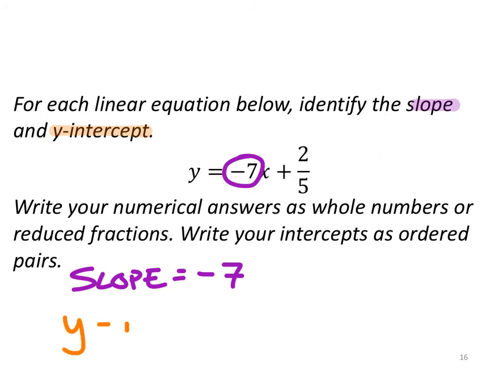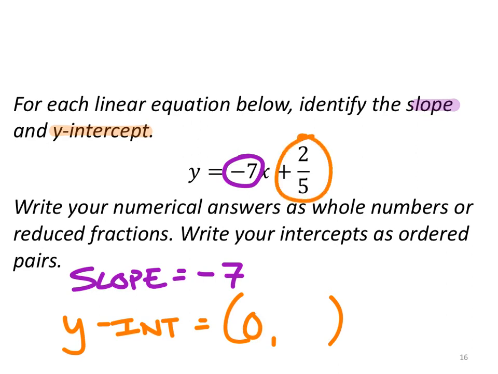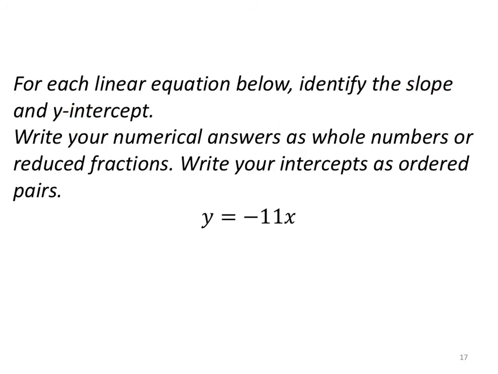Well, what about the y-intercept? Well, the y-intercept is what is being added or subtracted to the x's. Just don't forget to make it an ordered pair. So 0 is the x value. And I see it's adding 2/5. Since it's adding, it's positive, and we'll just write this in as 2/5. There we go, slope and y-intercept.